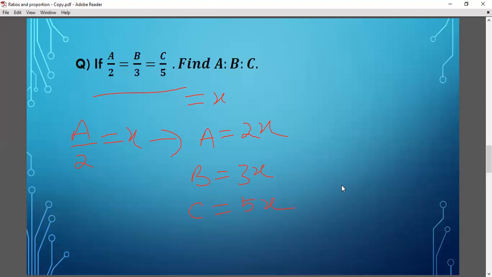So now as you can clearly see that the A, B and C values are here, you can directly plug in there 2x is to 3x is to 5x. So now we can eliminate this x term because they are in ratio, so automatically they will cancel out each other. So our final answer is simply 2 is to 3 is to 5.